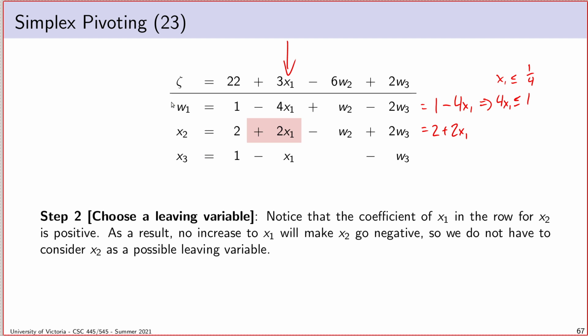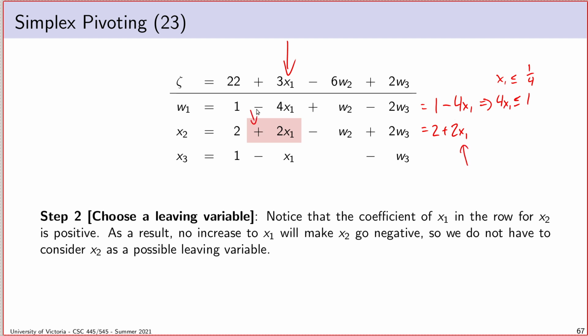So what about 2 plus 2x1? So x2 equals 2 plus 2x1. Is there any positive value of x1 that I can assign that would result in x2 going negative? And this is where in an in-person lecture I would wait for somebody to tell me, but I don't know if that's going to work right now. The answer is no. No matter how big I make x1, x2 is not in jeopardy.